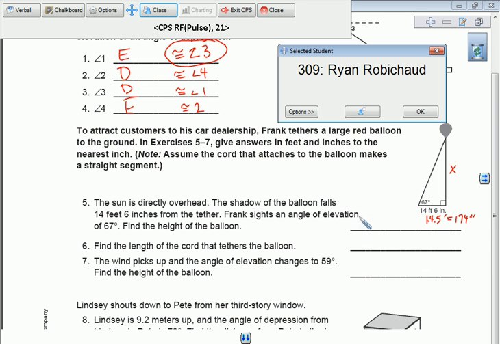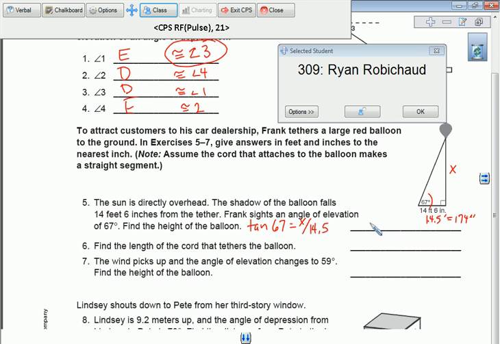The sun is directly overhead, the shadow of the balloon. All right, Ryan, you want to talk me through it? Which trig ratio are we going to use if we've got this side and this angle? Opposite over adjacent. So, tangent. So we're going to say tangent of 67 is equal to opposite over adjacent. Okay, so now you ought to be good, Ryan. What do we do then? You multiply tan of 67 times 14.5.